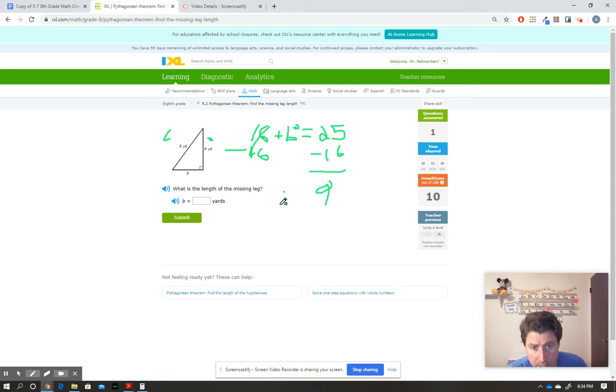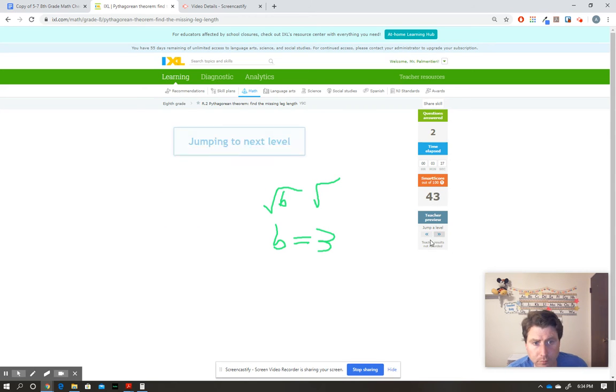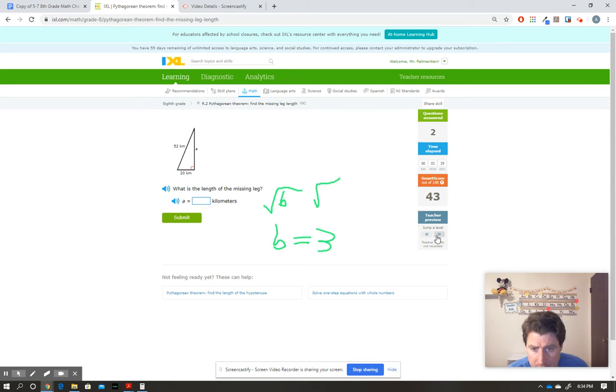And then at the very end of this problem, I'm going to take the square root of 9 and the square root of B squared. So this is going to end up being B. This is going to end up being 3. Boom. That's it. Okay, it's very easy. I'll jump a level for you, but I don't think it gets much harder than this. Yeah, so again, it doesn't get much harder. The numbers just get bigger.